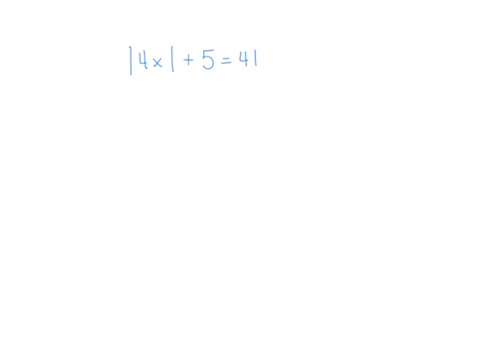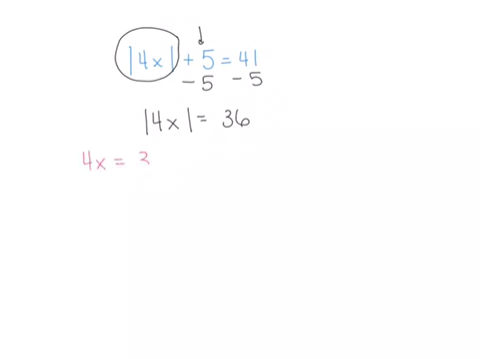Okay, in this last example, we have the absolute value of 4x plus 5 equals 41. So again, the first thing I need to do here is get the absolute value part, this part, all by itself, which means I have to get rid of that plus 5. So I'm going to subtract 5 from both sides. So I have the absolute value of 4x is equal to 36. Now that the absolute value part is by itself, now I can break it into two equations. So either 4x is equal to positive 36 or 4x is equal to -36.